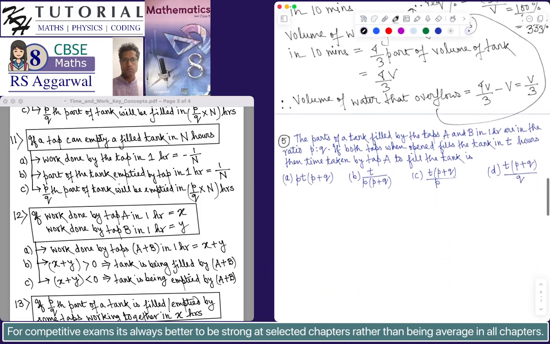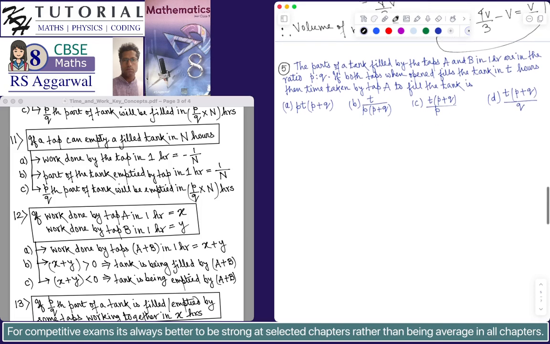Okay, let's do the last problem. The parts of a tank filled by the taps A and B in 1 hour are in the ratio P is to Q. Now, part of a tank filled in 1 hour means the work done in 1 hour.